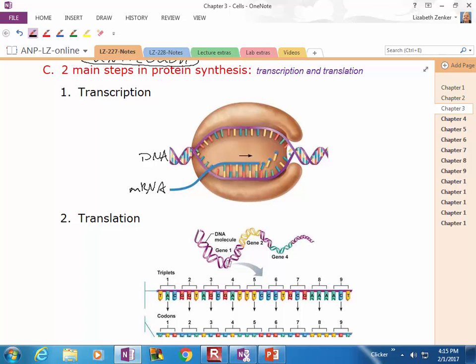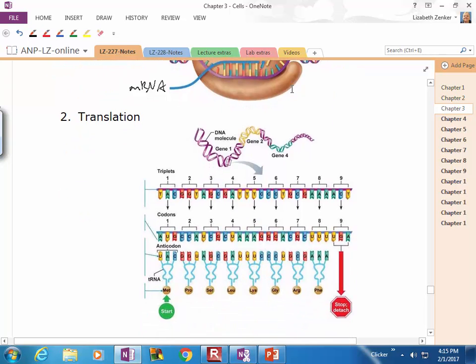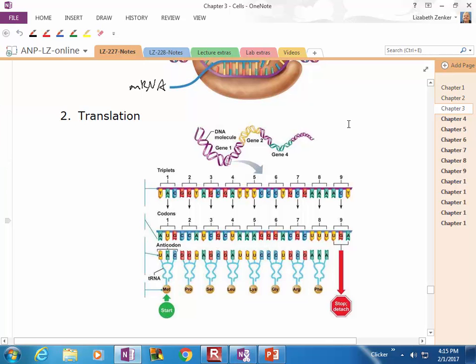Right. So, okay, so going back to transcription. So transcription is making mRNA. Okay. And translation. So they're kind of showing you on this picture here. You have this DNA molecule, and they're saying this little segment here is gene 1, this segment here is gene 2, this is gene 4 over there. So this top strand right here is what type of molecule? DNA, because it has what? It has thymines in it, right?